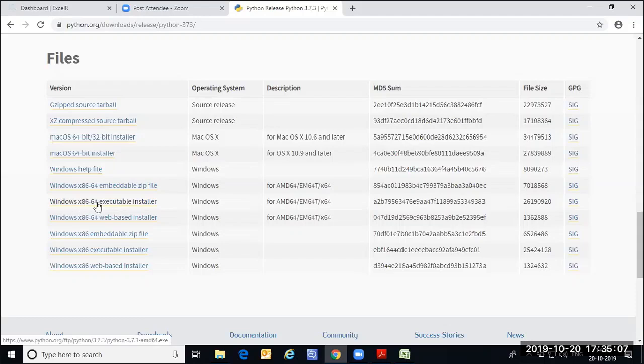So this is the link you need to click. For Windows 64-bit, the Python 3.7.3 version can be downloaded from this link. Executable installer. Download that installer and install it. It's a straightforward installation, very user-friendly. Next, finish. Right?